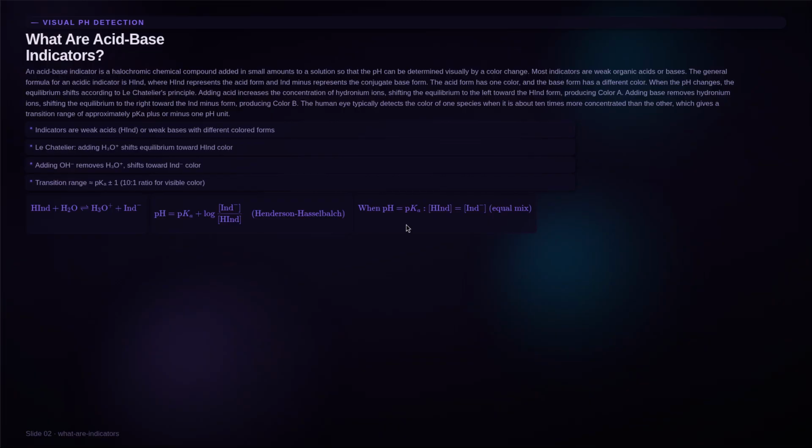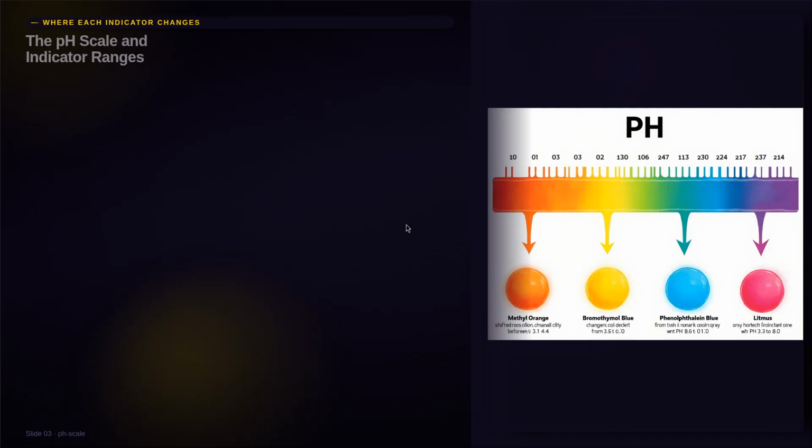When the pH changes, the equilibrium shifts according to Le Chatelier's principle. Adding acid increases the concentration of hydronium ions, shifting the equilibrium to the left toward the HInd form, producing color A. Adding base removes hydronium ions, shifting the equilibrium to the right toward the Ind- form, producing color B. The human eye typically detects the color of one species when it is about 10 times more concentrated than the other, which gives a transition range of approximately pKa plus or minus 1 pH unit.